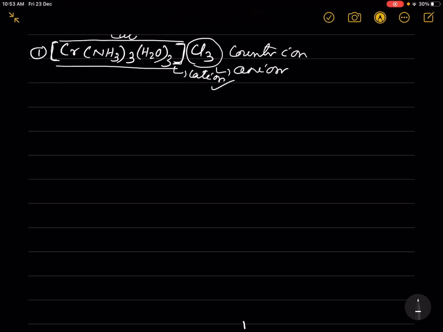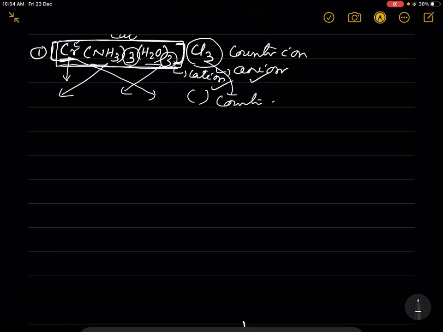And you should write the cation first, then the anion. And this is the complex part. In the complex part, you see this is the central metal atom. In the formula, you have to write the central metal atom, then the ligands. But in the nomenclature, you have to write the ligands first with suitable multipliers, then the central metal atom. After the central metal atom, we have to write the oxidation number as upper Roman numeral, then the counter ion.